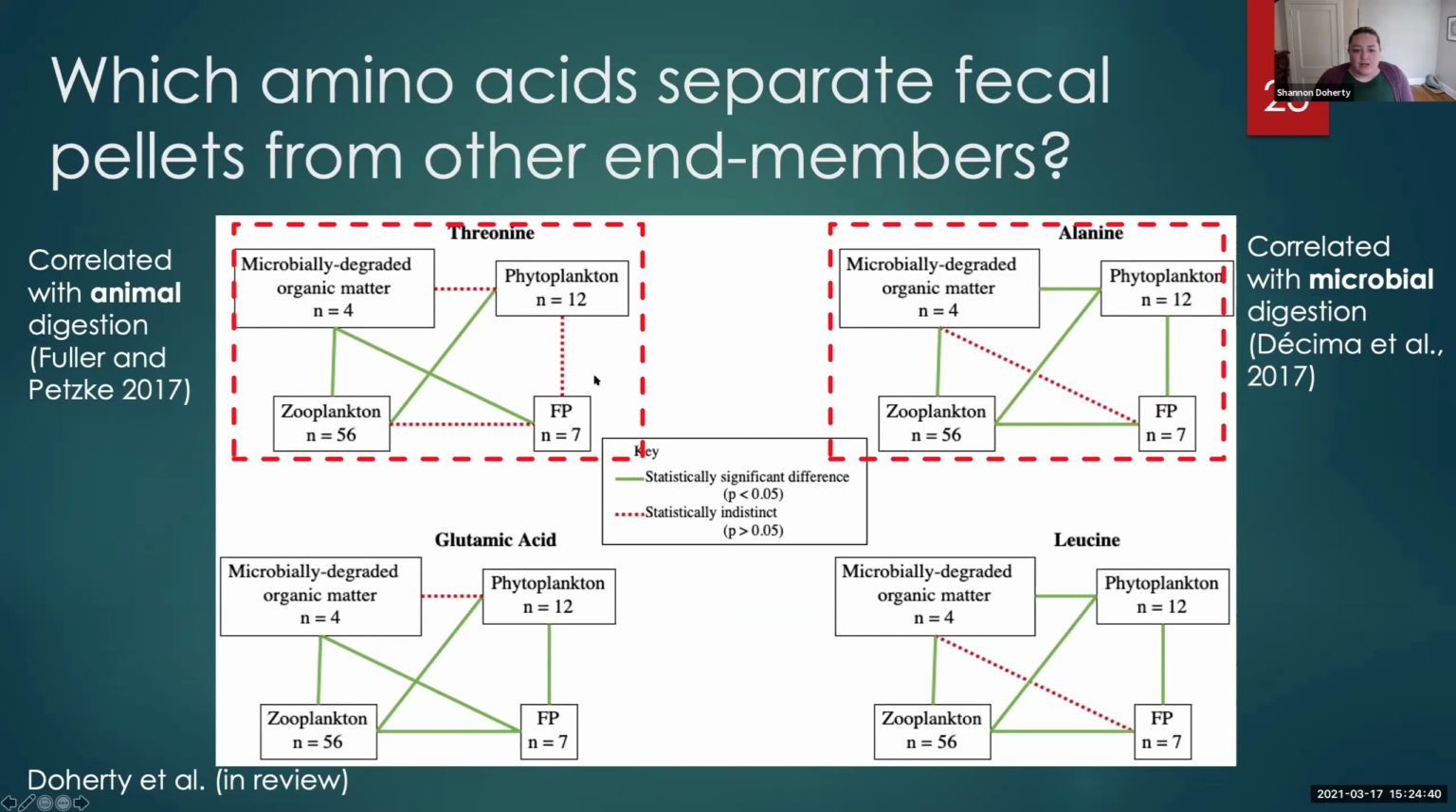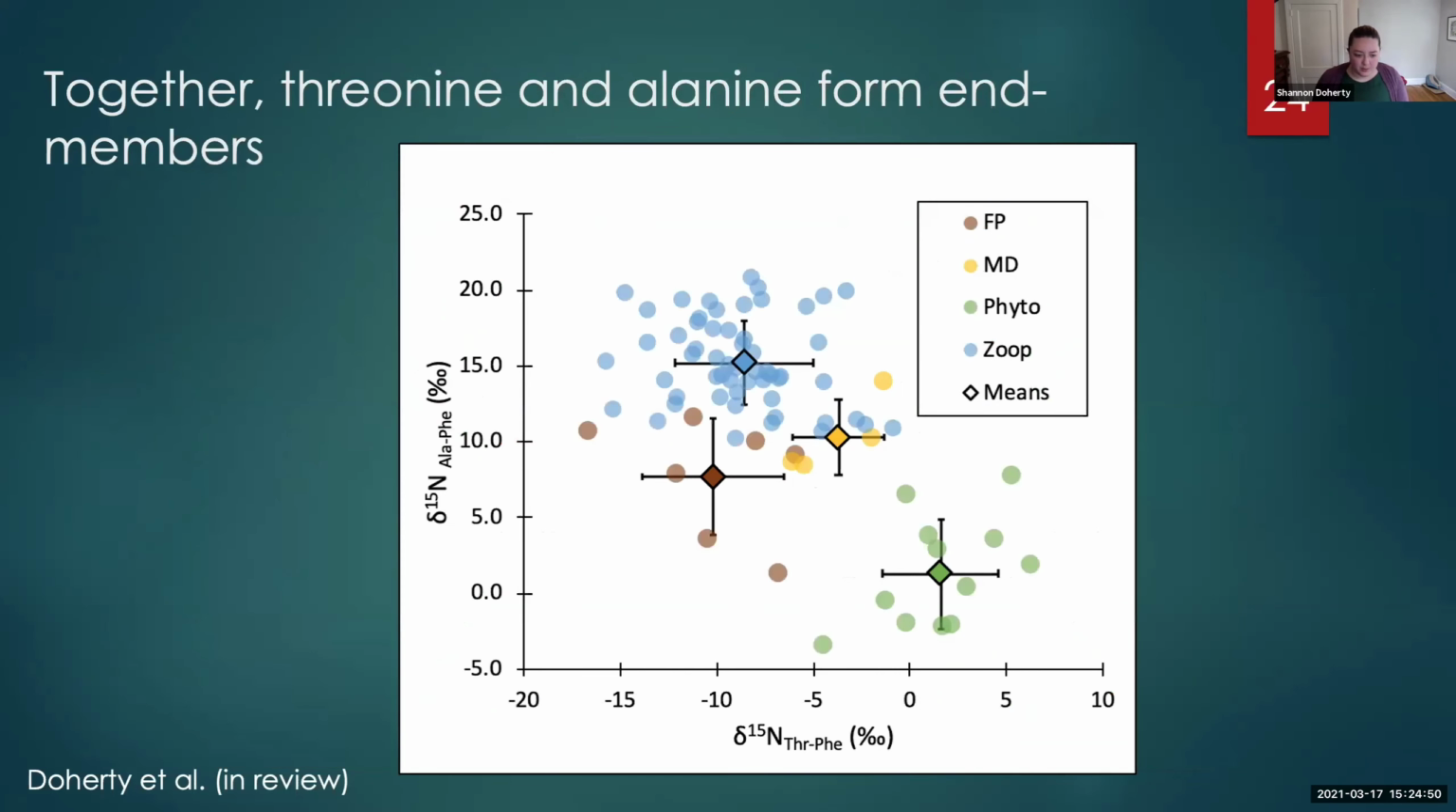So these are both theoretically supported amino acids to use, and together they will separate all of our end members from one another. And we can plot that separation. So here we have threonine on the x-axis. It's normalized to phenylalanine, which is just to remove any isotope effects due to location. So we can compare samples from different global regions to one another using this normalization. And on the y-axis, we have alanine that's similarly normalized, the delta N15 value of alanine.